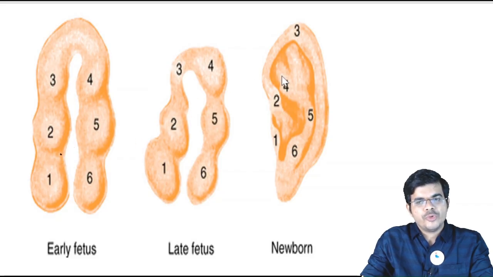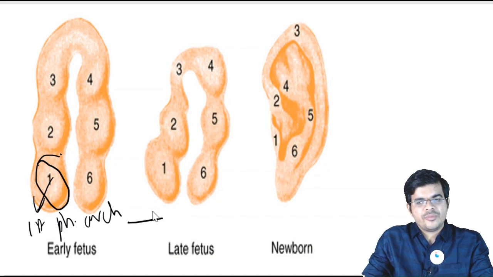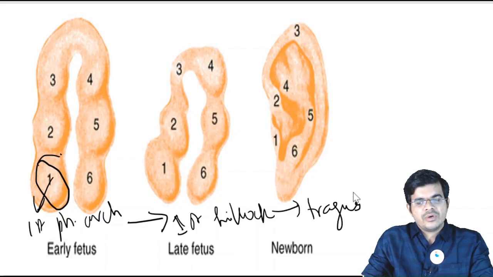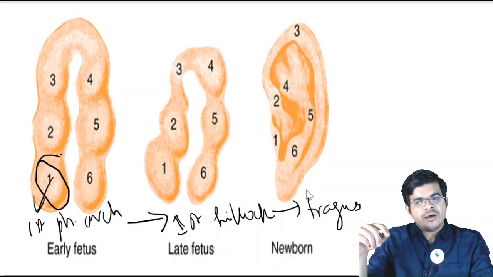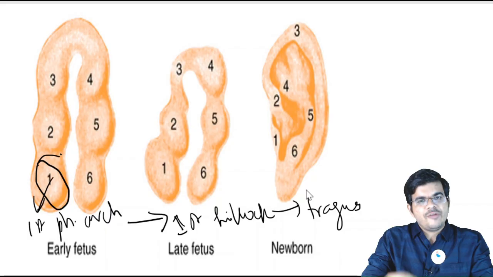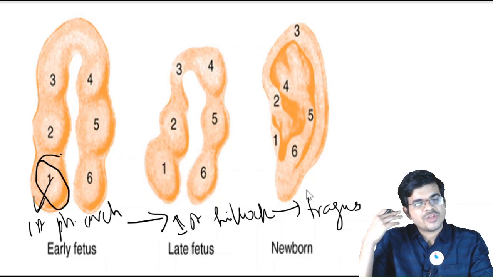Now as you can see here, these hillocks of His fuse together, and the first hillock develops from the first pharyngeal arch, and it is from this first hillock that the tragus develops. In some books it is mentioned that the crest of the helix also develops from the first pharyngeal arch and first hillock, but most books agree that the first hillock leads to formation of the tragus alone, and the rest of the pinna is formed from the rest of the hillocks. It is because of defective fusion of these hillocks that the various anomalies associated with the pinna develop.